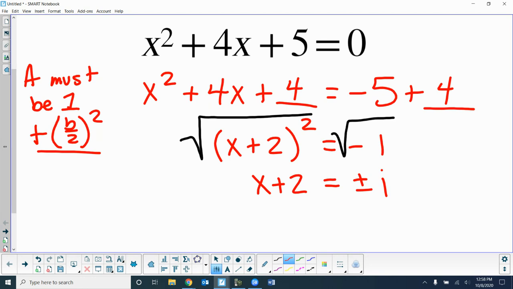You won't do that tomorrow. And then just subtract 2 to finish it up. All right, so there's our solutions: -2 plus I, -2 minus I. Simple, right? But that's the type that usually gives us the most problems of the 4 types: factoring, square root method, completing the square usually is the one.